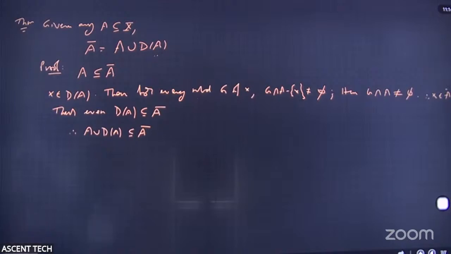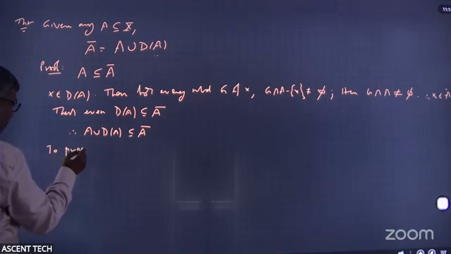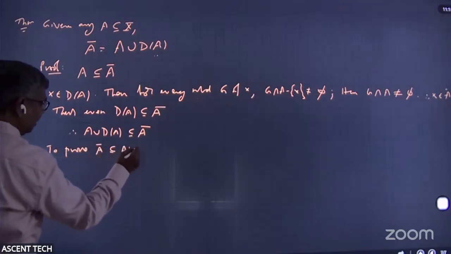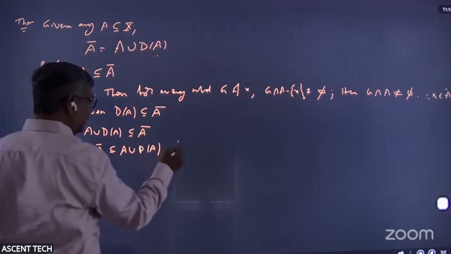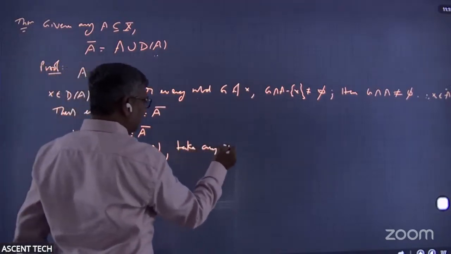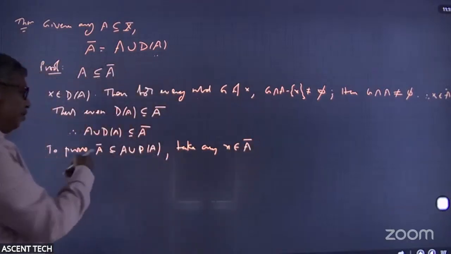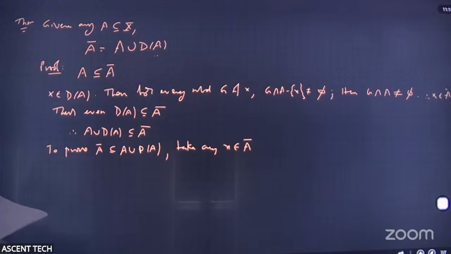Let's talk about that. To prove A bar is contained in A union dA, I'm going to take an element X in A bar. X may be in A. You are fine in that case. If X is not in A, then what happens? Take any X in A bar. I want to prove that X is in A union dA, right?